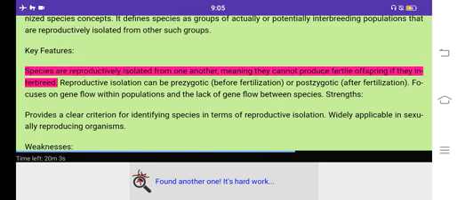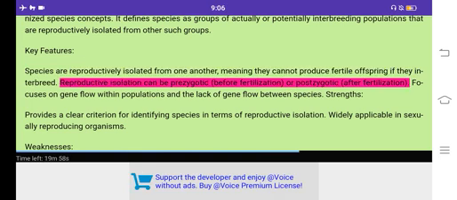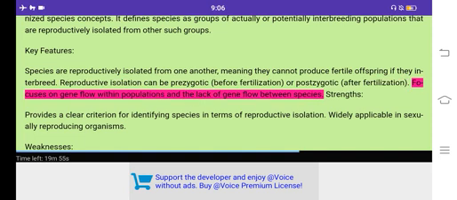Key features. Species are reproductively isolated from one another, meaning they cannot produce fertile offspring if they interbreed. Reproductive isolation can be prezygotic, before fertilization, or postzygotic, after fertilization. It focuses on gene flow within populations and the lack of gene flow between species.